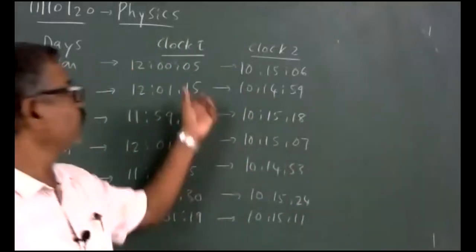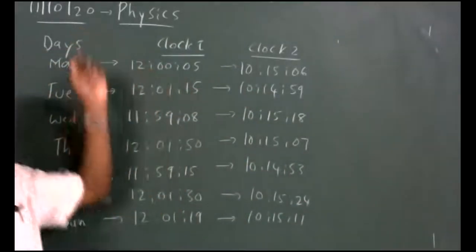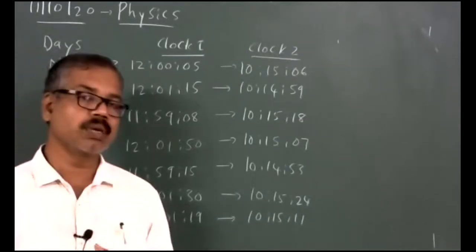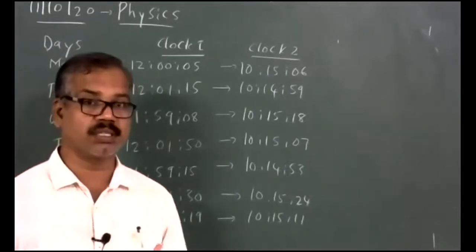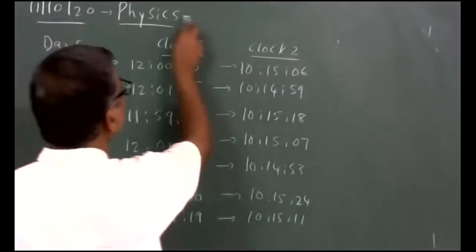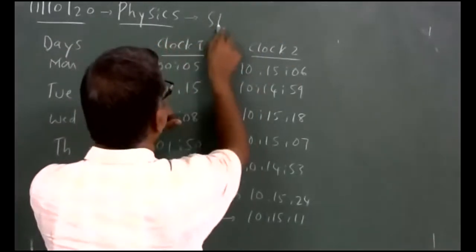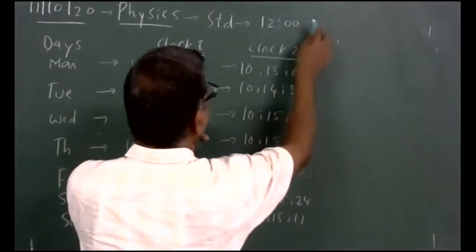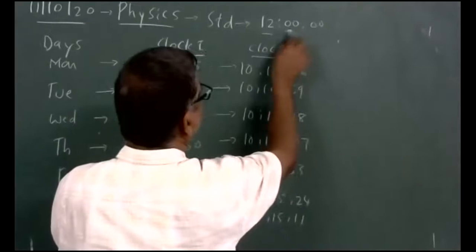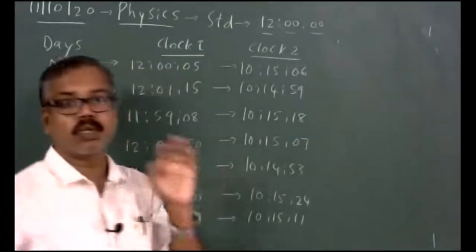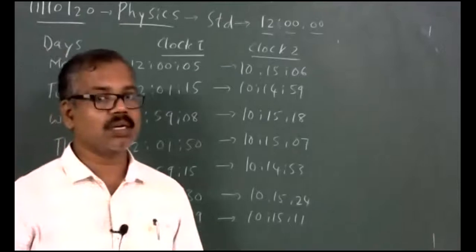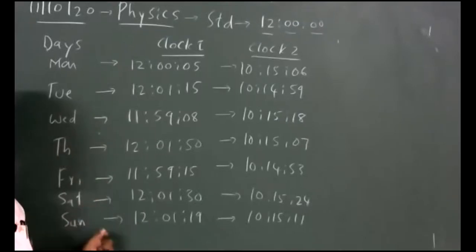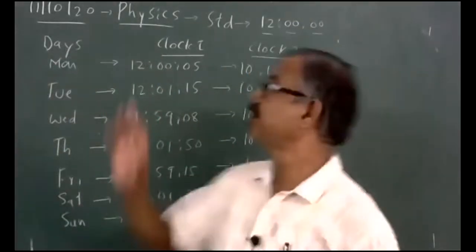Yes, the whole numerical is written on the board. You have a numerical which tells something about accuracy and precision. Instead of talking about accuracy, here we talk about precision. I have two clocks, and these two clocks are compared with a standard clock. The standard clock reads 12 noon every day, 12 o'clock, 00 minutes, 00 seconds, whether it's Monday, Tuesday, Wednesday, Thursday, Friday, Saturday, or Sunday.